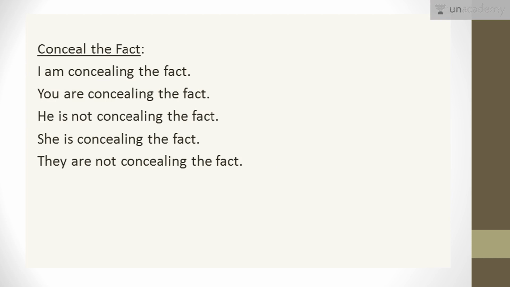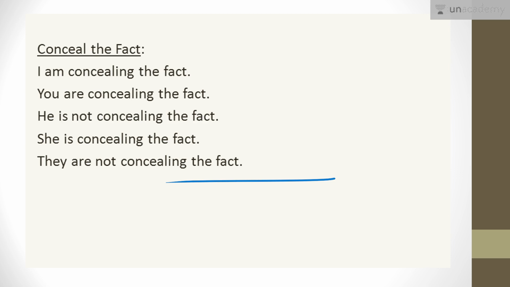Then I have one more action, conceal the fact. थोड़ा सच को छुपाना, जो exact बात है उसको छुपाना. I am concealing the fact, you are concealing the fact, he is not concealing the fact, she is concealing the fact, they are not concealing the fact. If I just want to make the opposite sentences, for the positive I want to make the negative, and for the negative I want to make the positive sentences for this action. So let's do it.